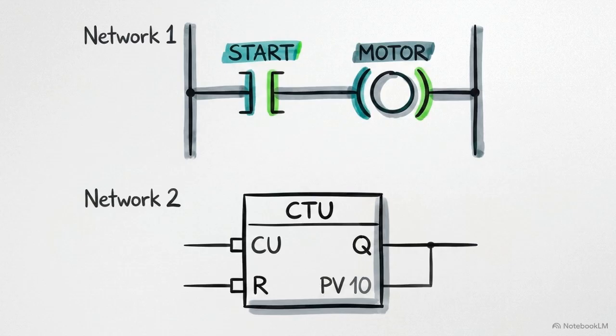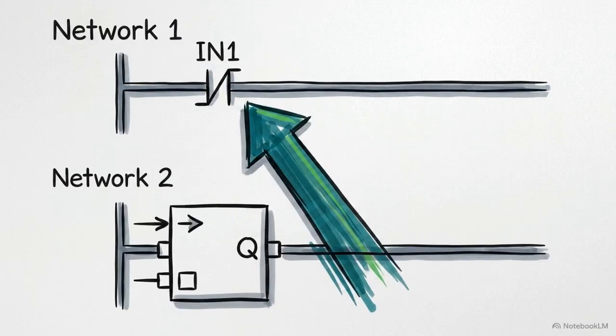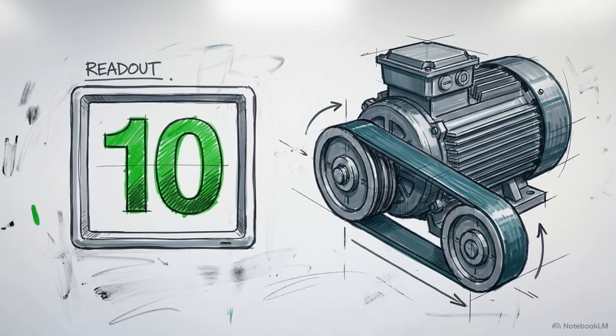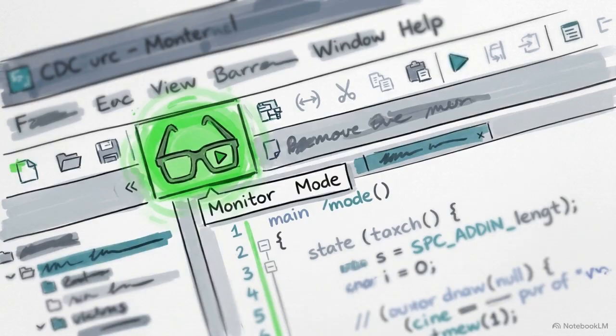In this split view, you can see how we are building the final interlock. We take the active counter Q output from Network 2 and map it to a new normally closed contact, placing it in series to break the main circuit line in Network 1. This specific interlock is the critical bridge of the program, allowing the mathematical logic of the counter to safely halt the mechanical motor.